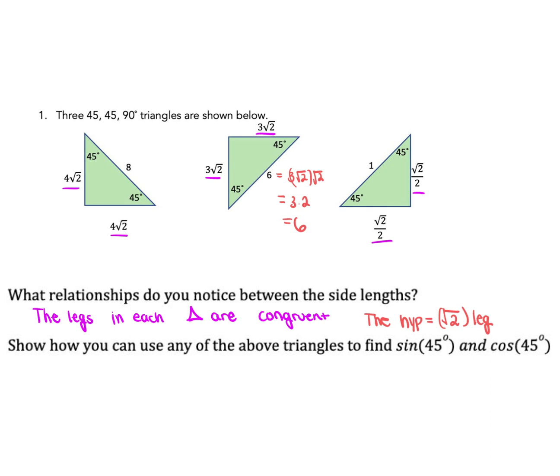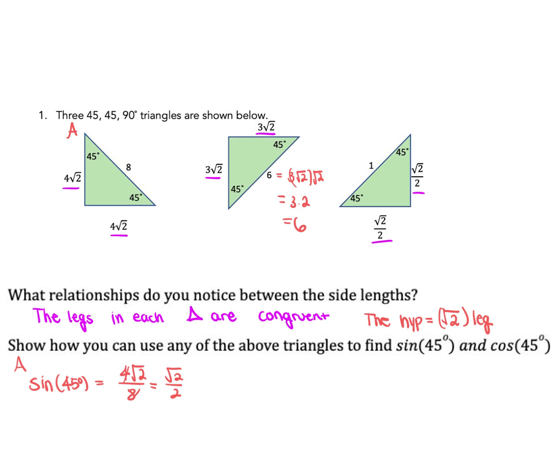So now we want to show how you can use any of the above triangles to find sine of 45 degrees and cosine of 45 degrees. So if we use sine of 45 degrees, let's call this triangle A. We do sine of 45 degrees, that's 4 radical 2 over 8, which will just be radical 2 over 2. So this is for triangle A.